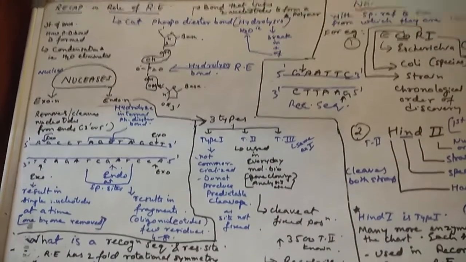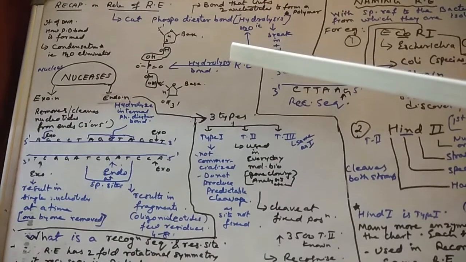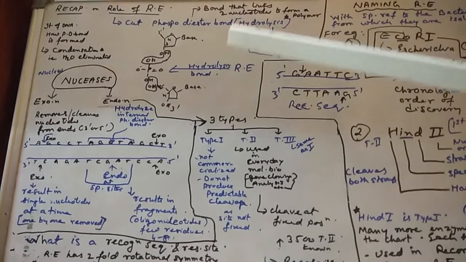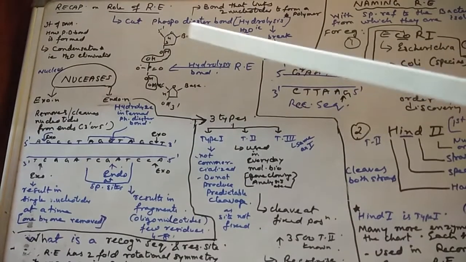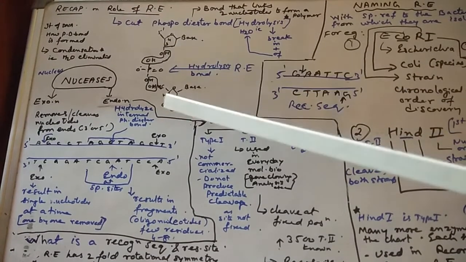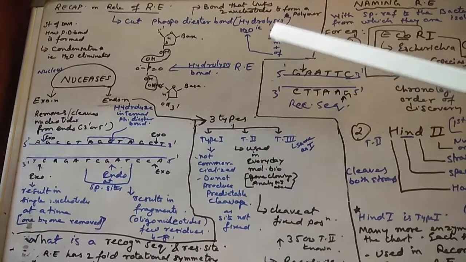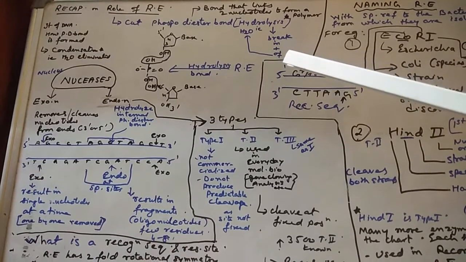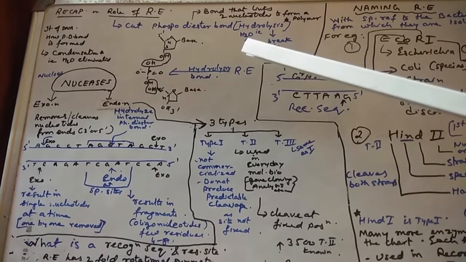Welcome back. Let's move on with restriction enzyme, a little more details on restriction enzyme. In the previous video, I discussed its mode of action, how it cuts the phosphodiester bond between two nucleotides. The cleaving is also called hydrolysis because lysis means break. It breaks the bond in presence of water. To break the bond, water is needed.